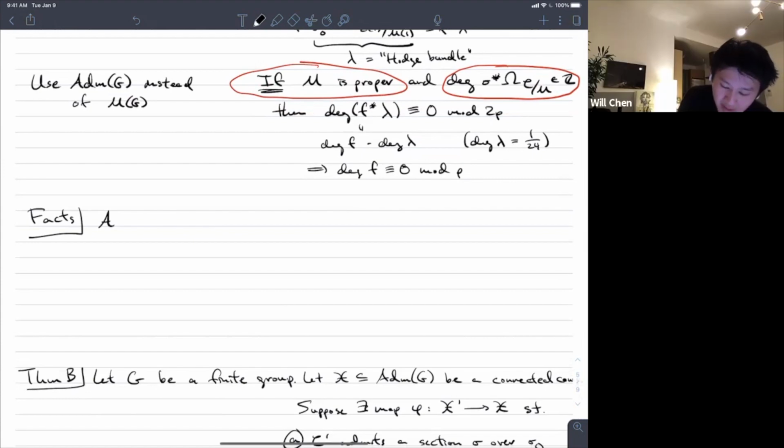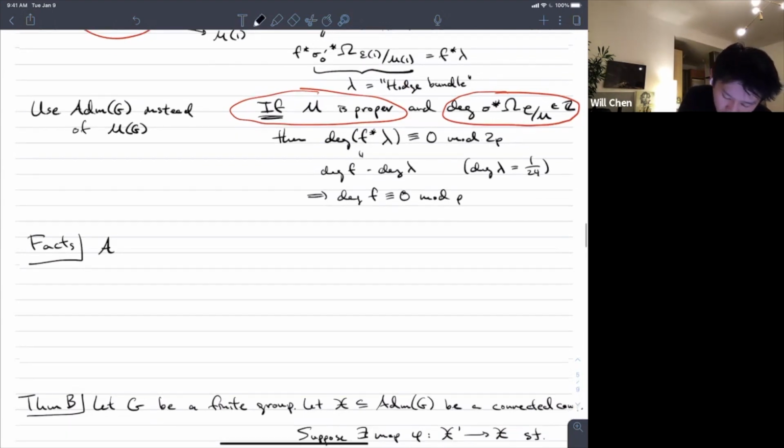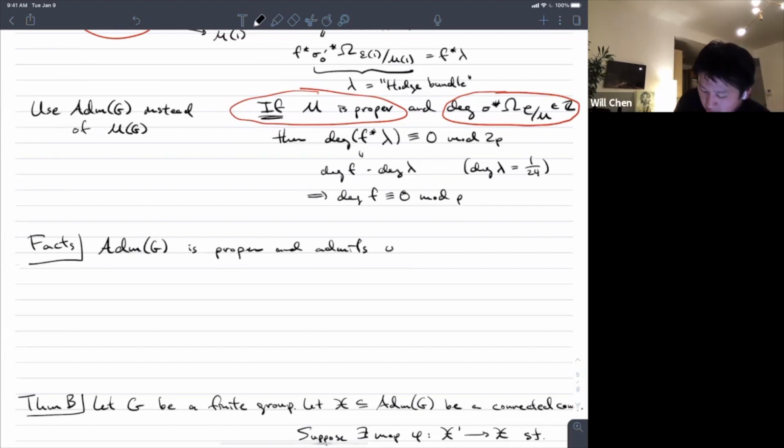Okay, so I'm not going to go into the details on what this stack is or what an admissible G cover means. But the relevant properties of ADMG are that this is proper and admits, so it's a proper smooth Deligne-Mumford stack. It admits a universal family.